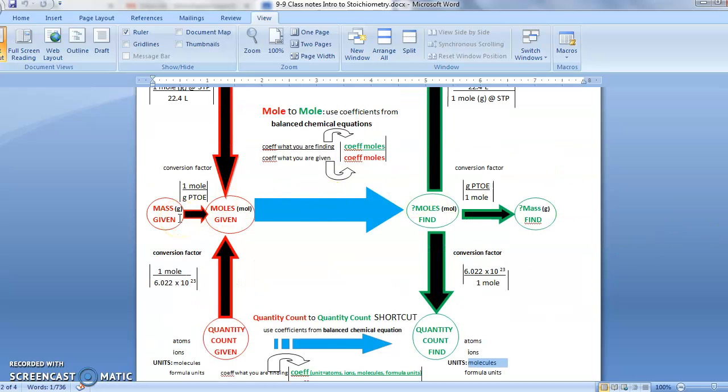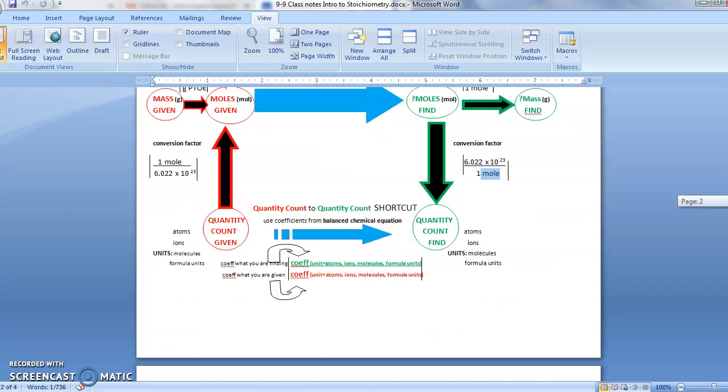There is no shortcut here. The only shortcut to a quantity count is from another quantity count. I'm not at a quantity count. So what I want to do is go mass of lithium hydroxide to moles. Then I want to use the chemical equation to go moles of lithium hydroxide to moles of water. And then I'm going to want to use this conversion, Avogadro's number on top divided by moles, to get me to the quantity count.